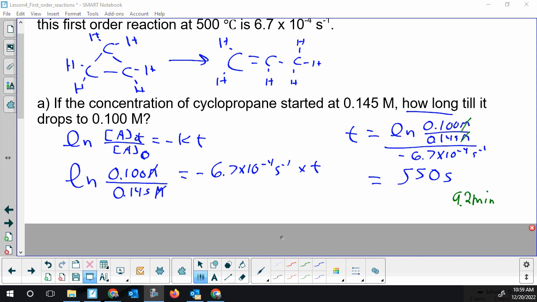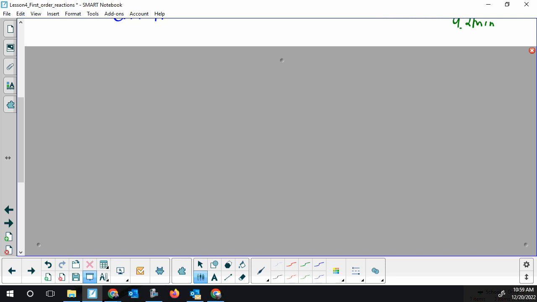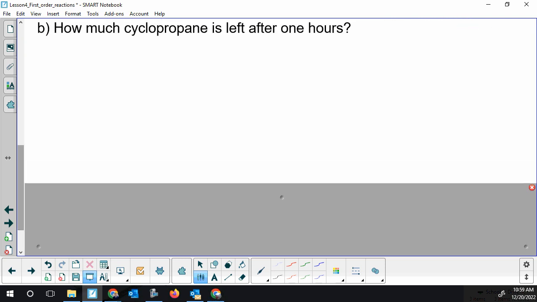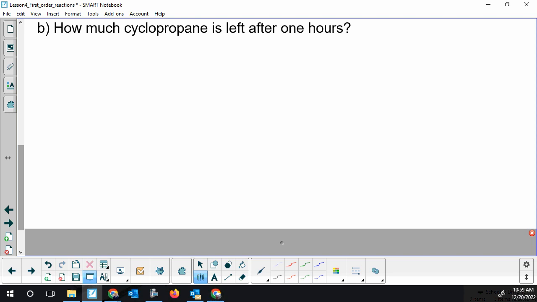B, second of 3 questions. How much cyclopropane is left after an hour? Our rate constant, our k value, is in seconds, so we can't put hours in. There's 60 seconds in a minute and 60 minutes in an hour, so that is 3,600 seconds. A lot of you are probably very comfortable with that second to hour conversion.